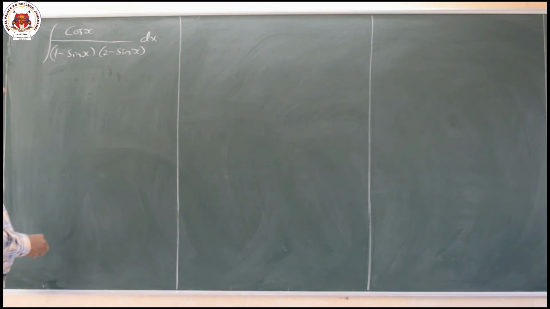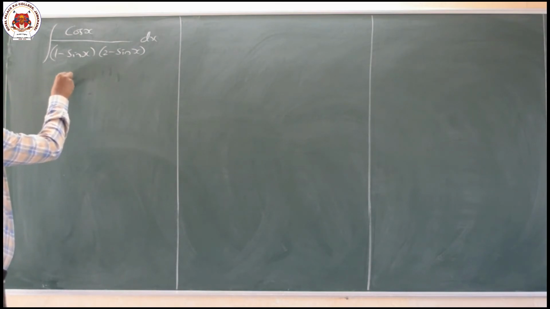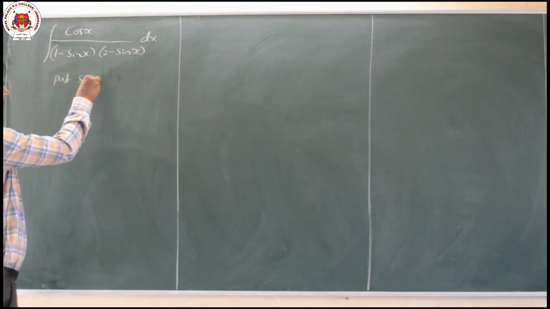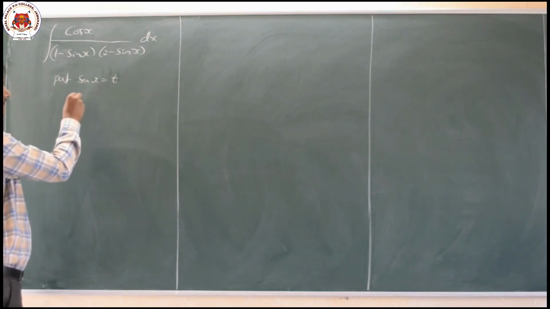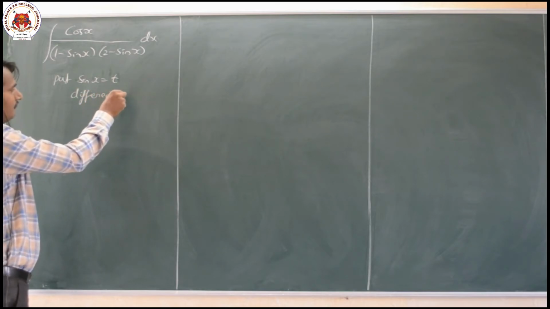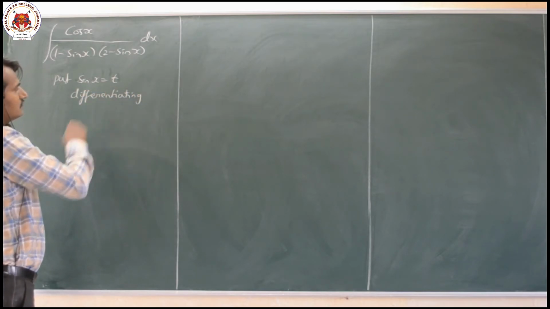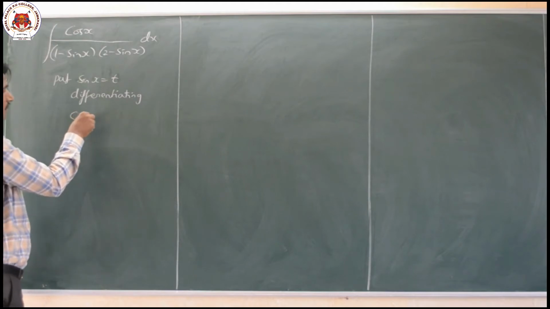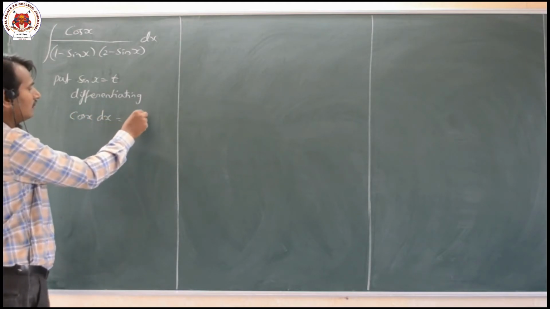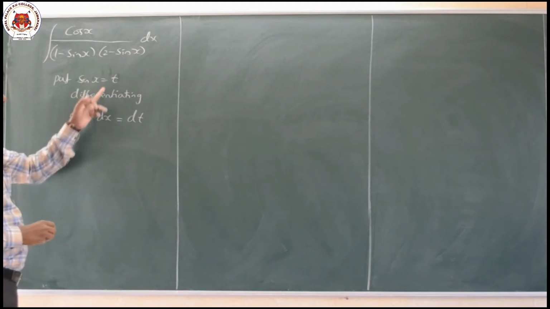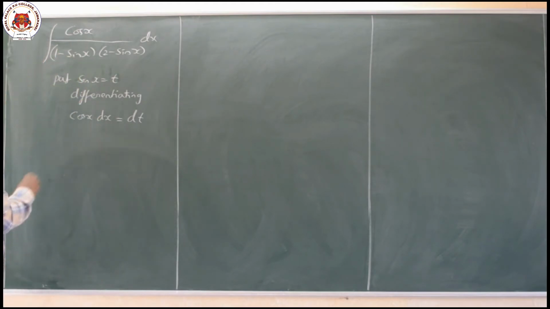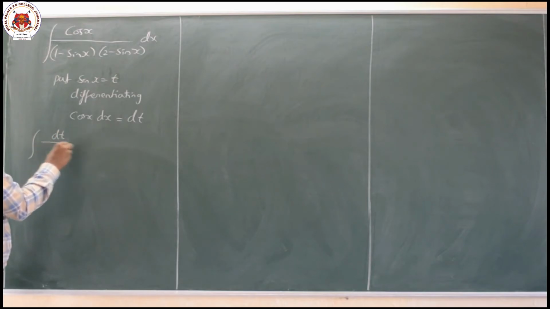Before that, I will substitute here, put sin x equal to t. Now, what is the differentiation of sin x? Differentiating, what we get, cos x dx equal to dt. Now, put both the values here on the numerator part. So, what we get, integration of cos x dx, which means dt, whole divided by 1 minus sin x, that is 1 minus t into 2 minus t.